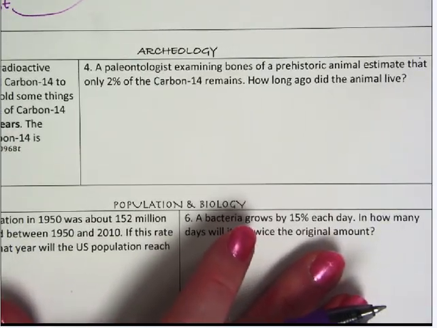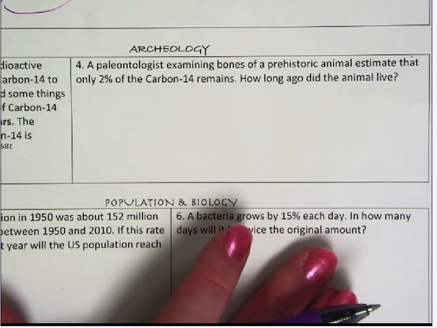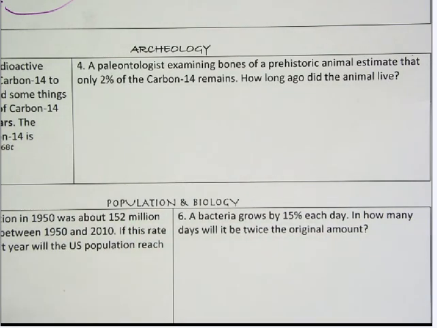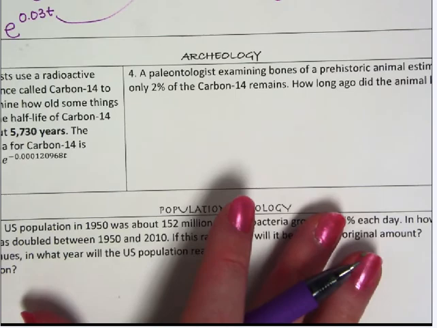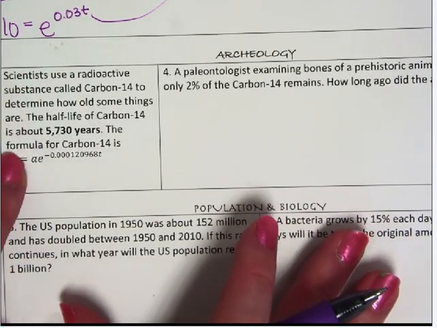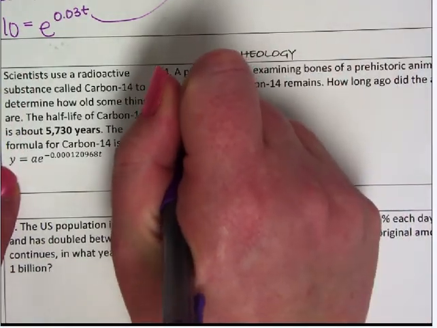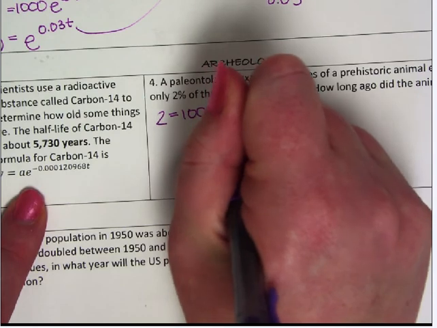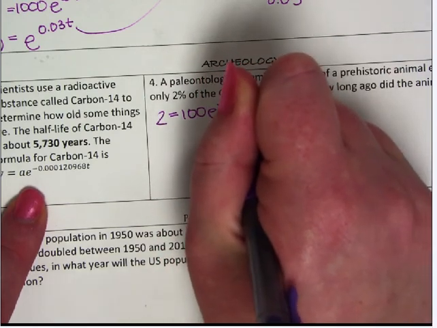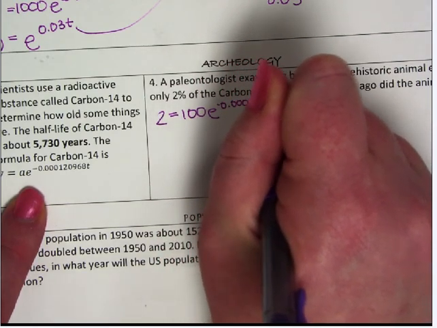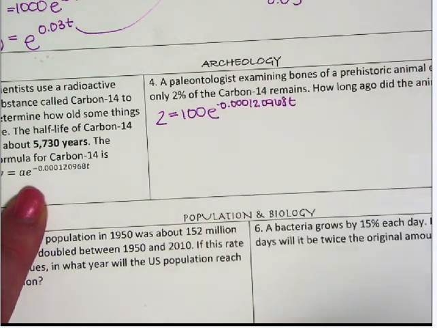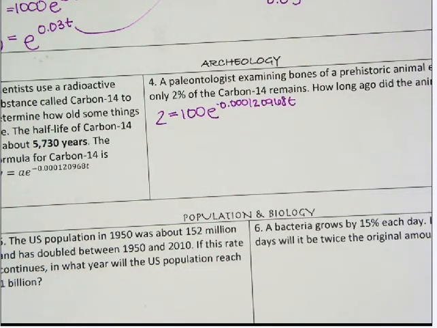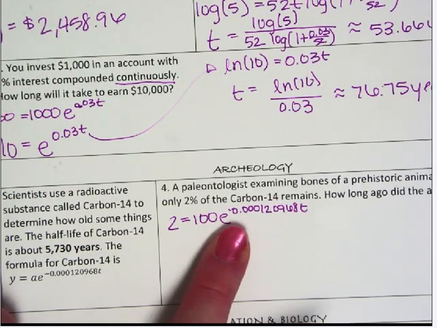So we have a paleontologist examining bones. Only 2% of the carbon-14 remains. So the 2 is going to be the y because that's the ending amount that we have. So it's 2 equals 100 times e to the negative 0.000120968t. Okay, we're going to solve for t. This should look a lot like number 3, right?